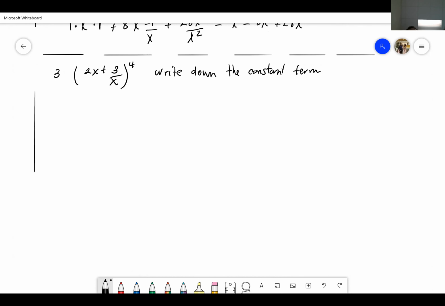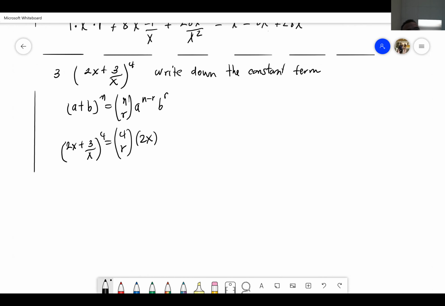All right. So here we go. Write down the constant term. So I think to myself, okay, let me write this down. I know I'm going to follow the same rules. I'm always going to say a plus b to the n is nCr a to the n minus r, b to the r. That's 2x plus 3 divided by x to the 4th. Yeah, I don't know why I wrote an r, but thank you. That's sharp. So we have 4Cr, 2x to the n minus r.